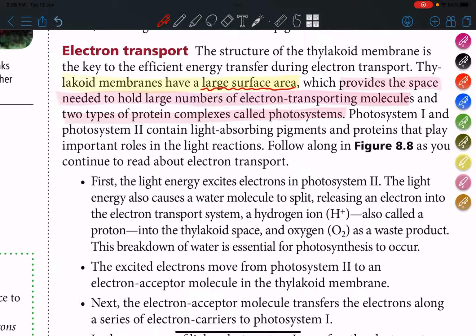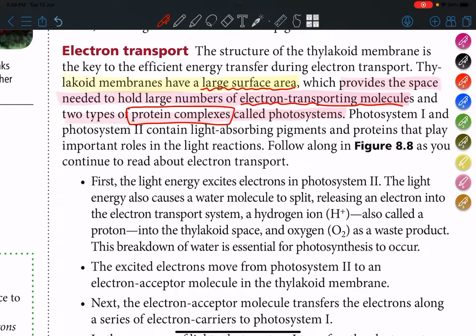And why do we need a large surface area? Because we need to hold large numbers of electron transporting molecules. I mean, it's in the name, electron transport chain. So we're moving electrons through a chain, so we need electron transporting molecules. And we have 2 types of protein complexes.